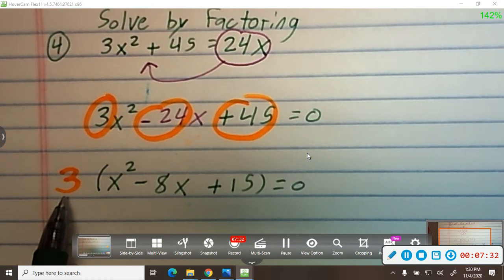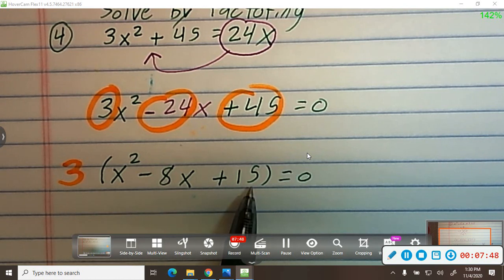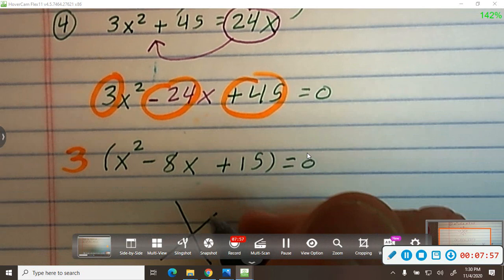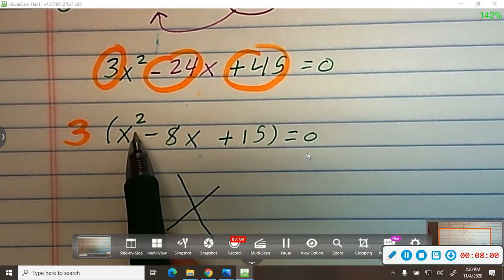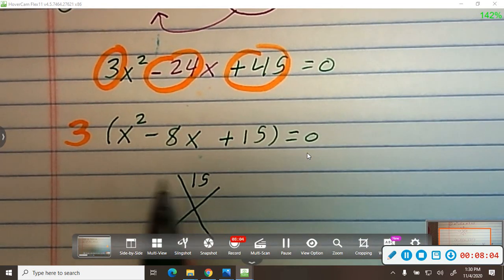The 3, all it does is cause a stretch, but it does not change the solutions. So I could just ignore the 3, because the 3 is not going to change our solutions. So ignore the 3. But I'm going to go and factor this. So I need two numbers that multiply to 15, add to negative 8. You could do 15 times 1, which is also 15. Add to negative 8.